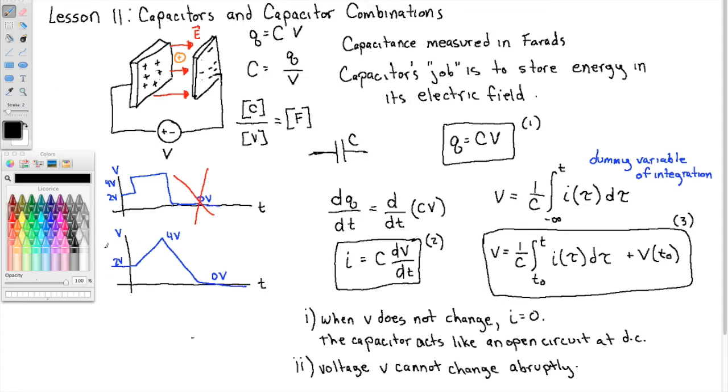Now, if it's the job of the capacitor to store energy in its electric field, then we might ask, how much energy is it storing? Well, energy is related to power, and electrical power is I times V, and we've already seen that I is C dV/dt. So this is C V dV/dt.